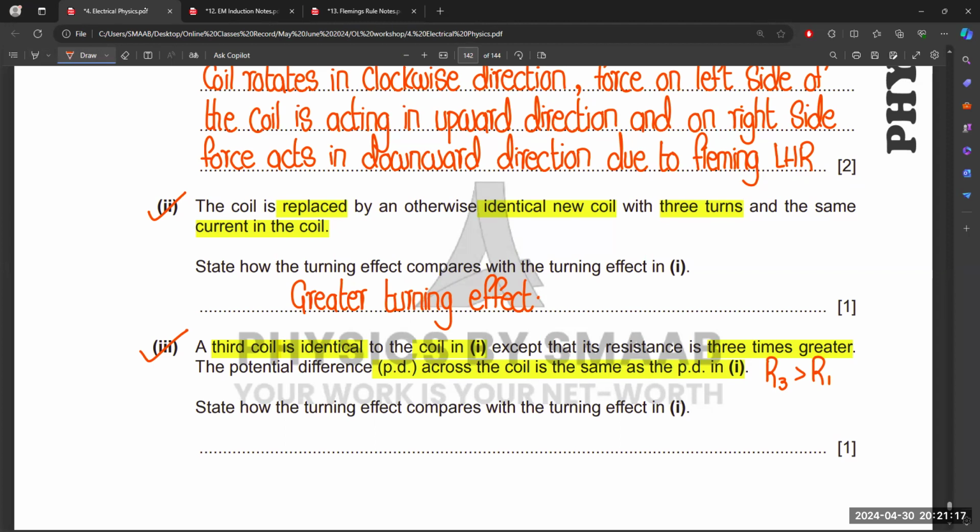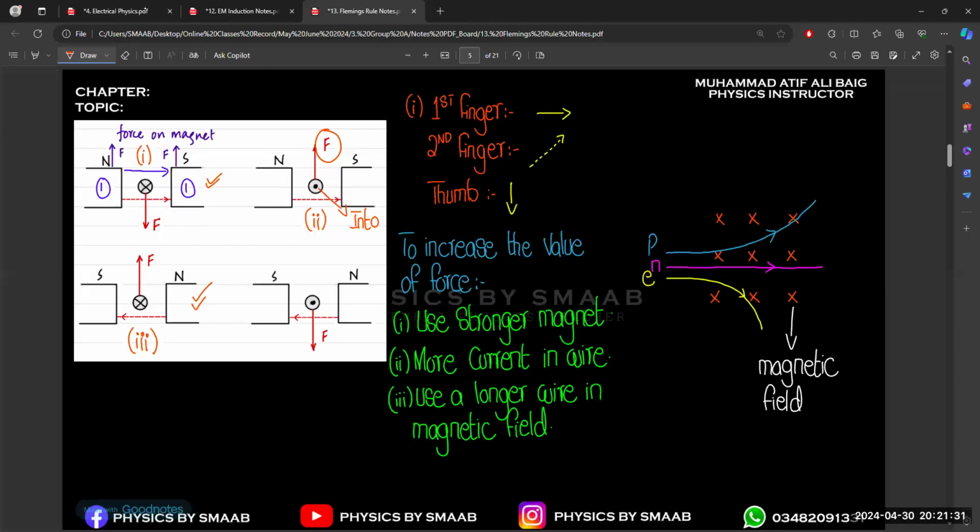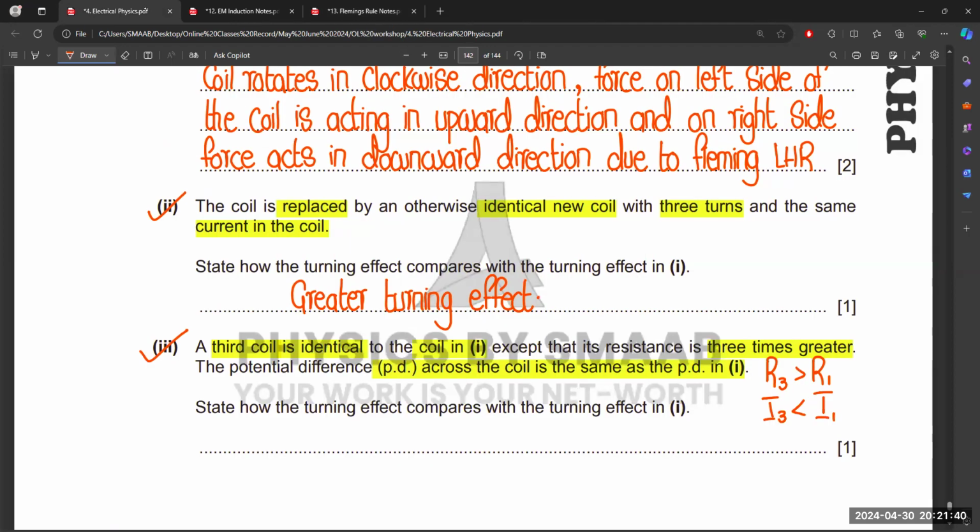It means when you increase resistance, current decreases. So the current of the third coil is less than the current of the first coil. And definitely when we decrease the value of current, it is mentioned more current will give you more force. Less current will give you less force. So we decrease the value of current by increasing the resistance. So it means you will get less turning effect as compared to the first coil.